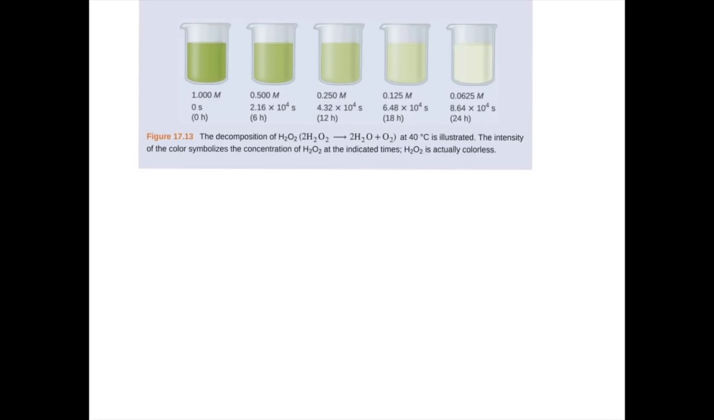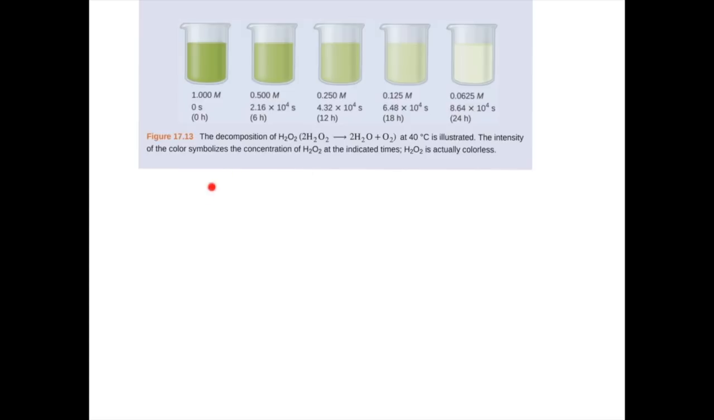So this part is the last sort of problem I want to work on. I want us to look at a first order decomposition of hydrogen peroxide, and it will turn into water and oxygen. You can kind of see this here. And the color here just symbolizes the concentration of hydrogen peroxide. In real life, it's colorless. I'm sure you've seen hydrogen peroxide. So it's just a pictorial.